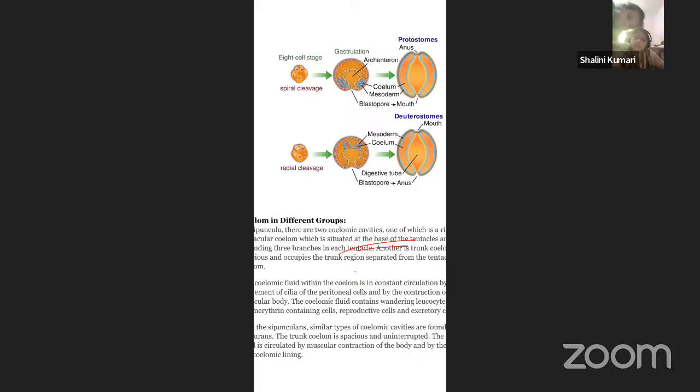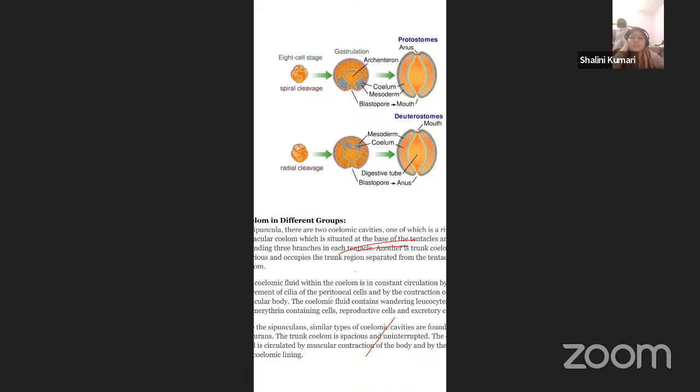Here, the eight-cell stage undergoes spiral cleavage, then gastrulation. After gastrulation, this is the blastopore, this is the archenteron, this is the coelom and this is the mesoderm, how it is forming. This blastopore, the first opening of the gastrula, will get transformed into the mouth, and later on the anus will be formed.